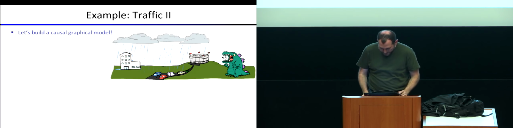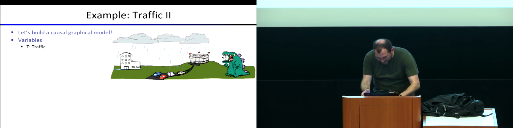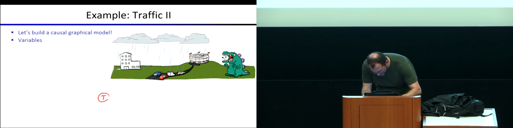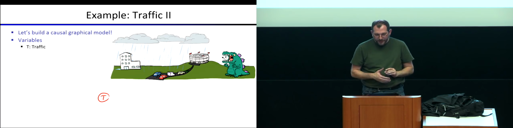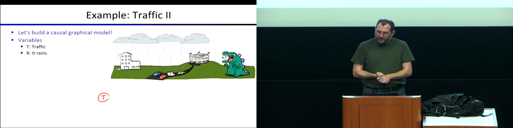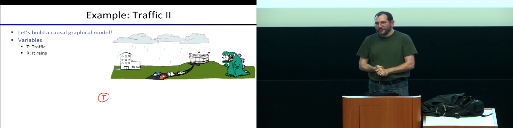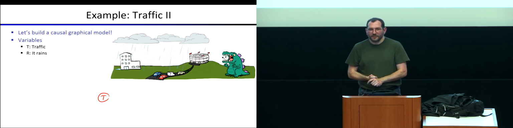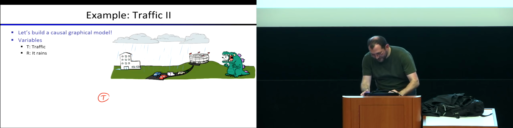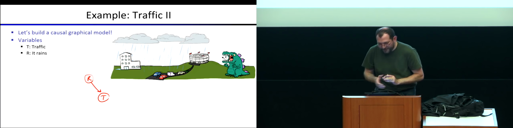All right, so let's add some variables to our traffic model. First variable, traffic. Okay, I'll stick that there. There's either traffic or there's not. Second variable, rain. Where should that go? Should it be separate? Should it point to traffic? Should traffic point to rain? Think causal for now. Does traffic cause rain or does rain cause traffic? To the best of my knowledge, the rain causes the traffic.